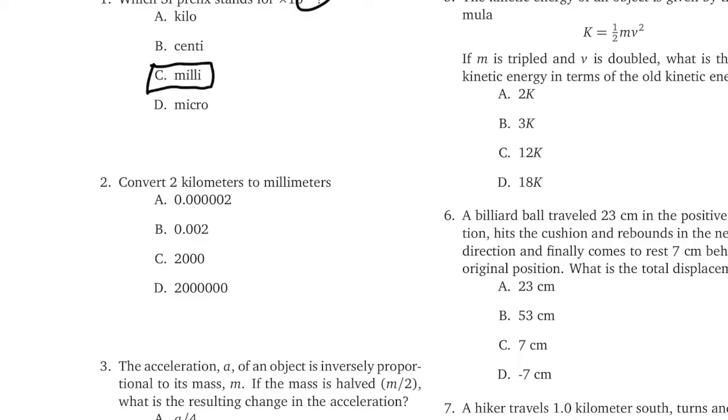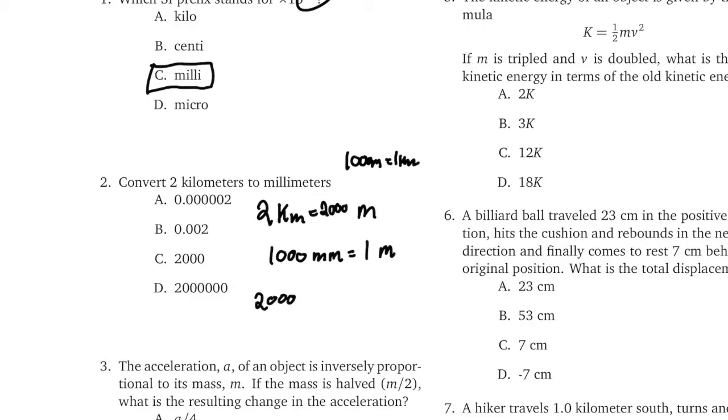For number 2, I'm going to do this in 2 steps. First, I'm going to go from 2 kilometers to meters, and I know that there's 1,000 meters in 1 kilometer, and so that must mean there are 2,000 meters in 2 kilometers. And then I know that there are 1,000 millimeters in 1 meter, and so I would do 2,000 times 1,000 to get 2 million as my answer.